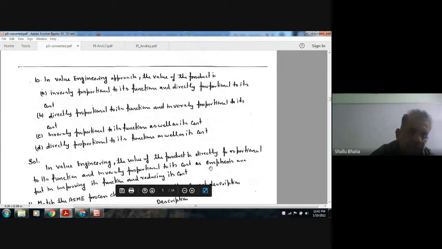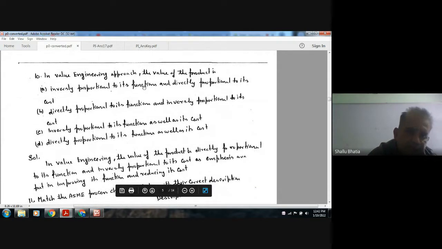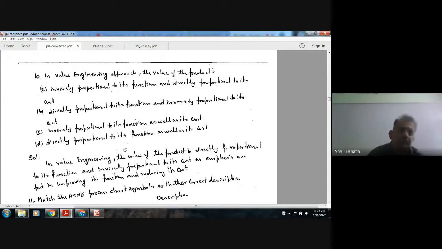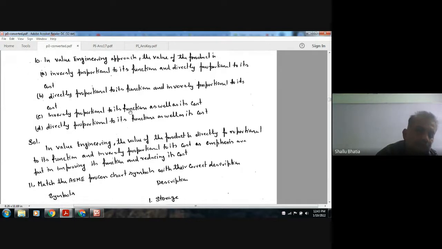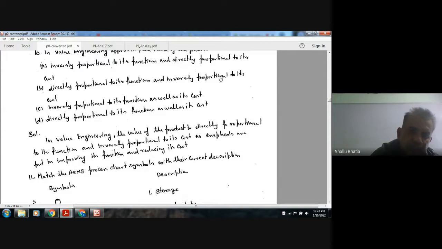Next, in the value engineering approach, the value of the product is: A, inversely proportional to its function and directly proportional to its cost; B, directly proportional to its function and inversely proportional to its cost; C, inversely proportional to its function as well as its cost; D, directly proportional to its function as well as its cost. So in value engineering, the value of the product is directly proportional to its function. If the functions are more, then the value of the product is more, and if the cost is less, then the value of the product is more. So it is inversely proportional to its cost.